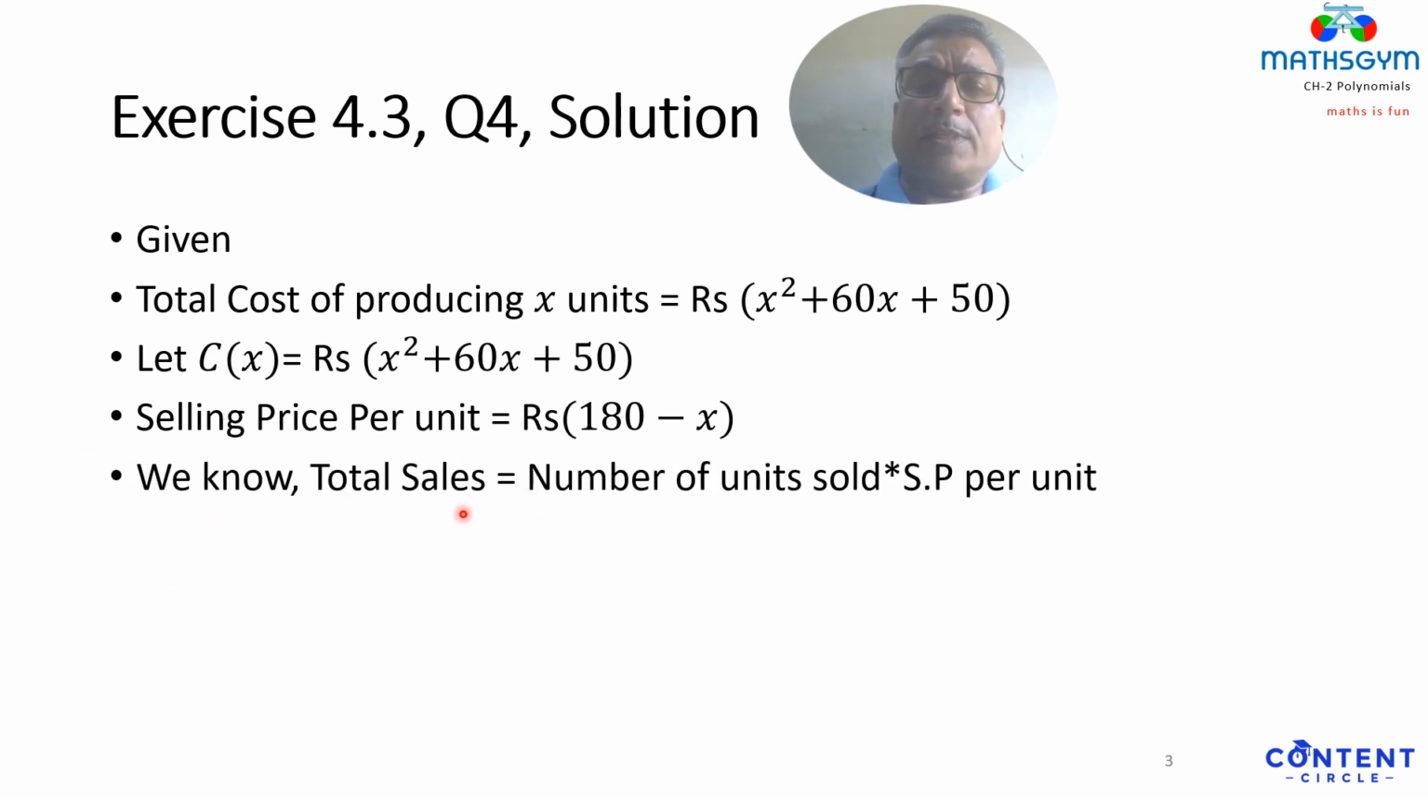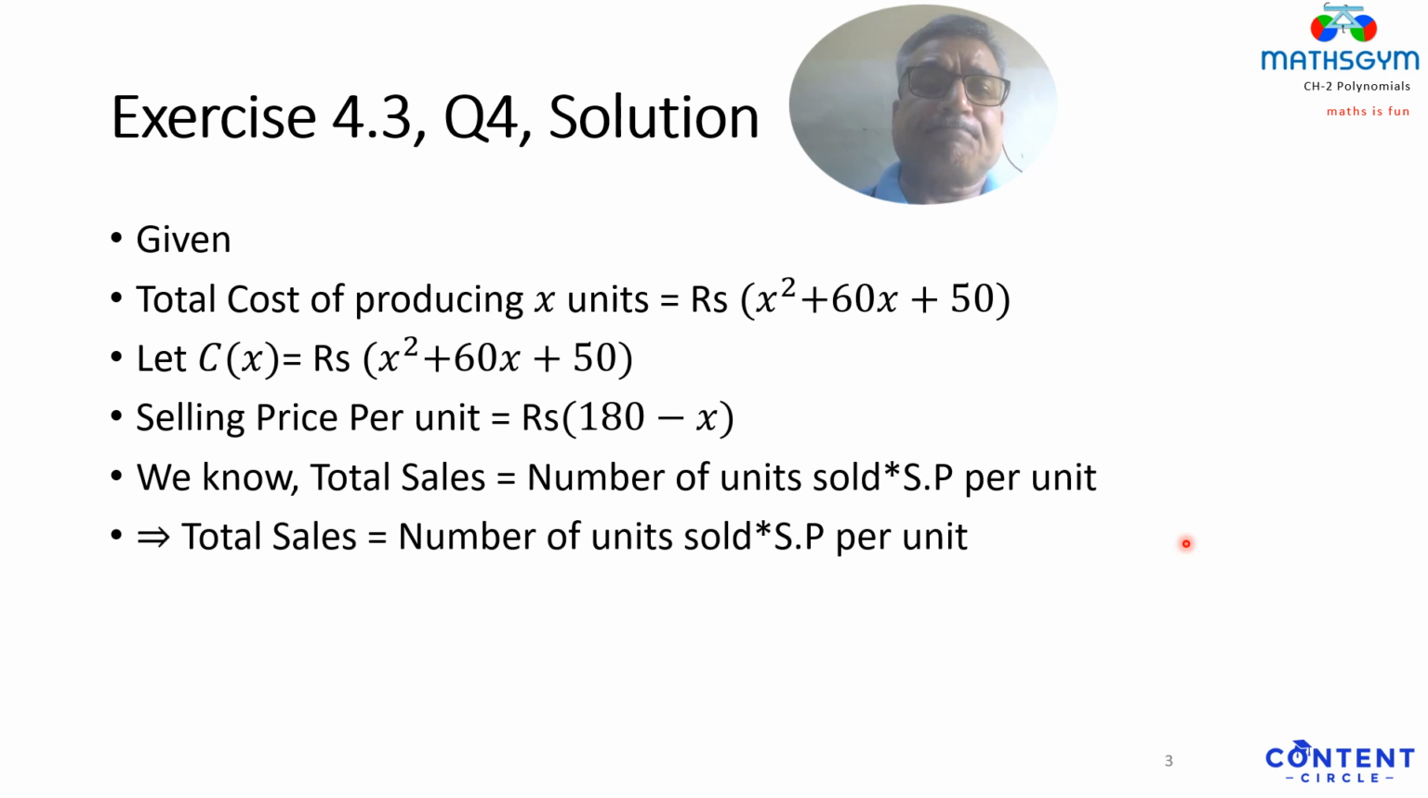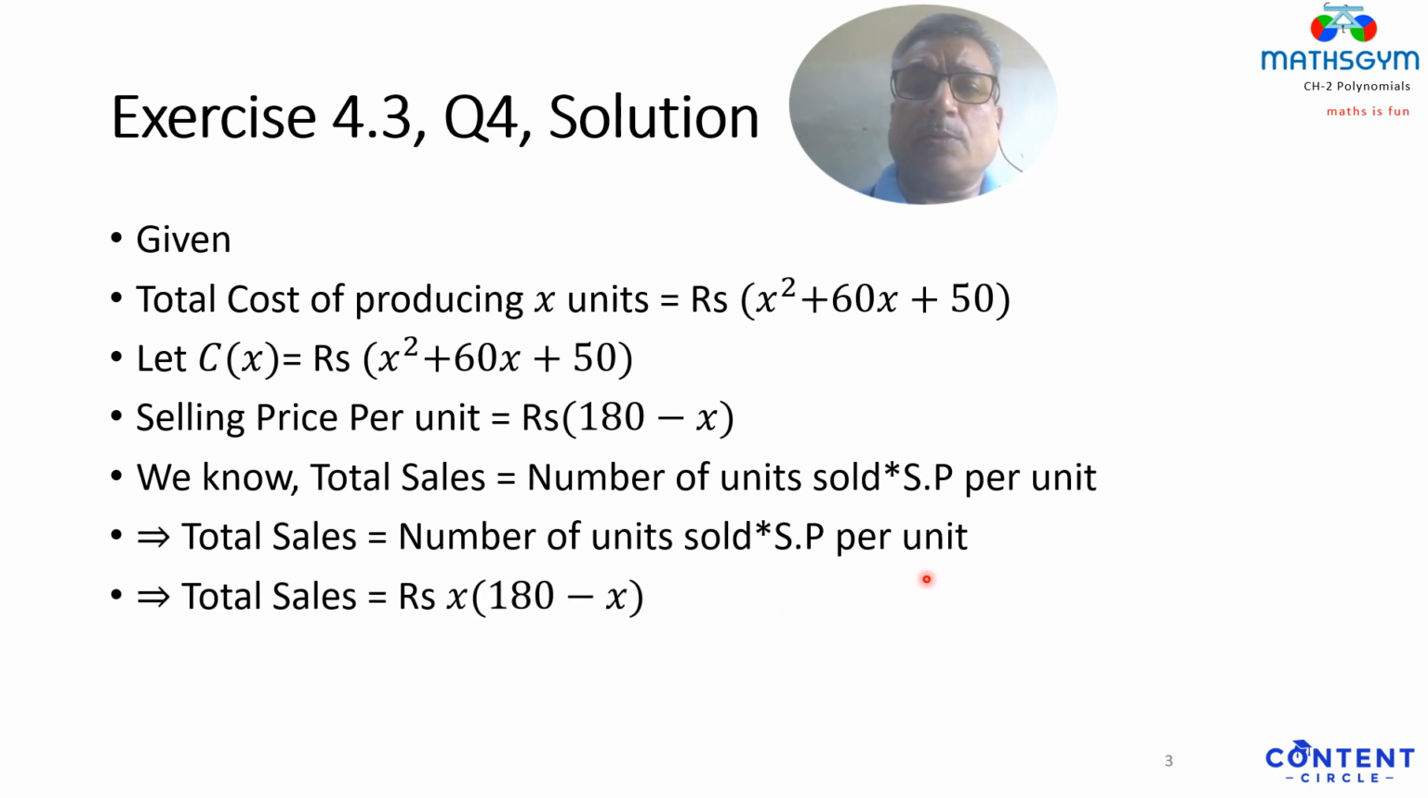So we know that total sales is equal to number of units sold into selling price per unit. We know the number of units sold is x and it's multiplied by SP per unit, which is 180 minus x. So total sales eventually is rupees 180x minus x square. We have opened the bracket here: x times 180 minus x.